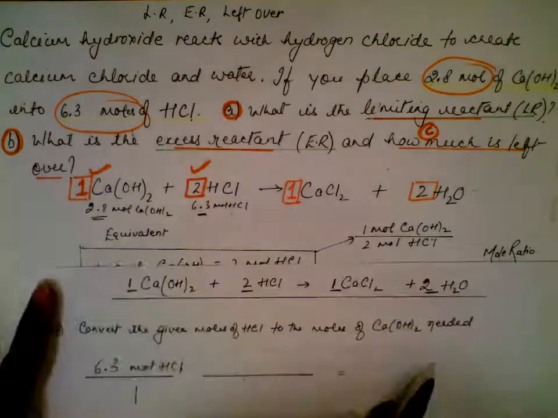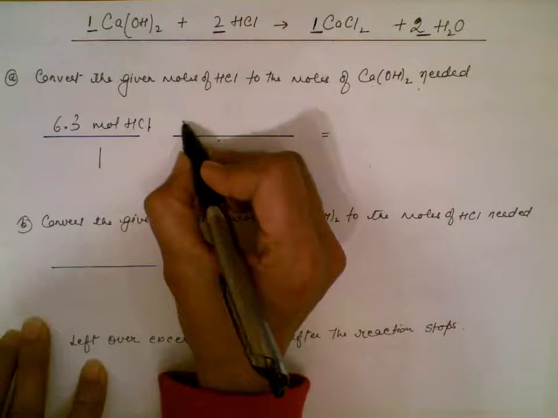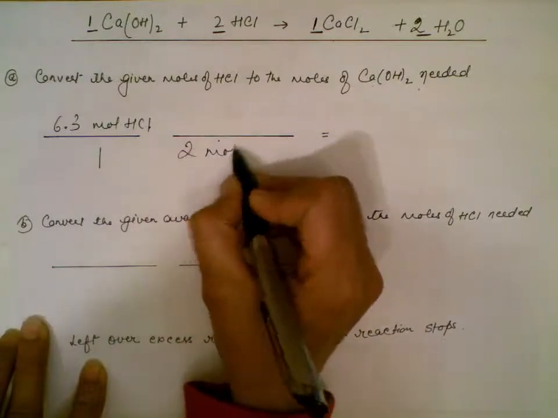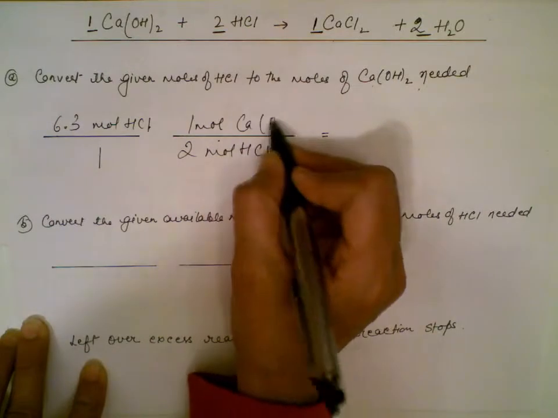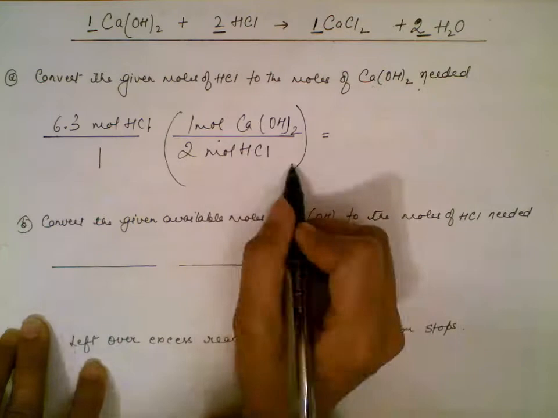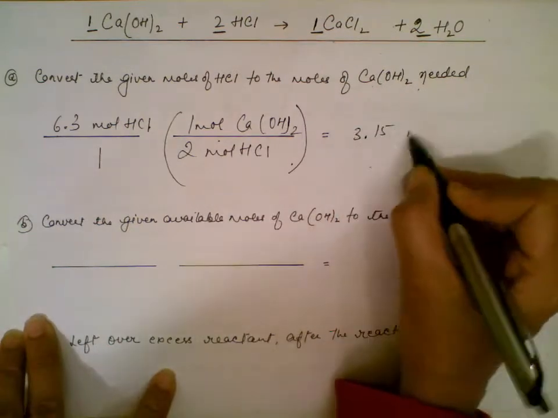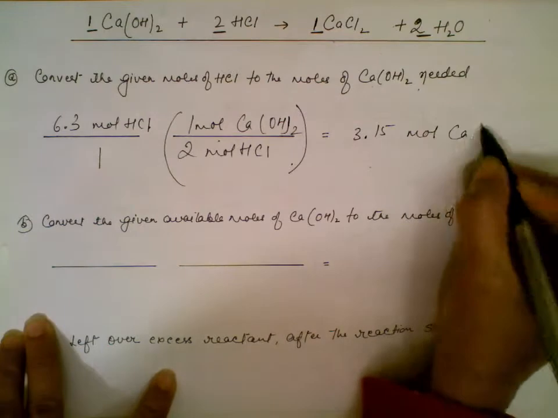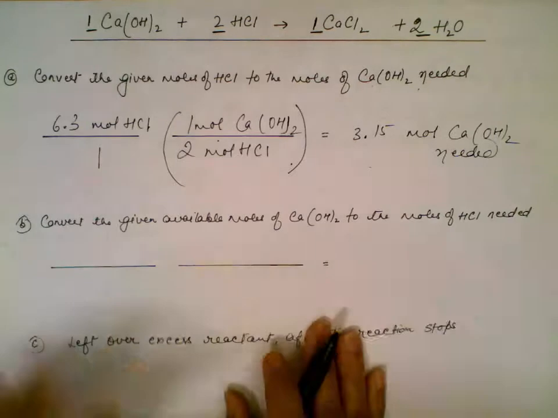That's the mole ratio. So I'm going to write here, for every 2 moles of hydrogen chloride used, we need 1 mole of calcium hydroxide. And this is coming from the balanced equation. This is our mole ratio. You solve it, you are going to get 3.15 moles of calcium hydroxide. And these are the moles which are actually needed.